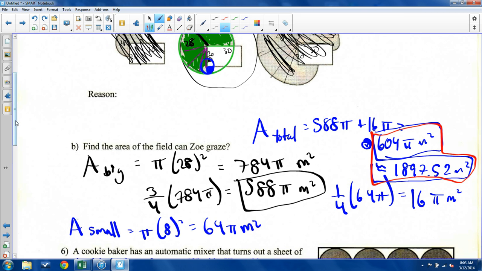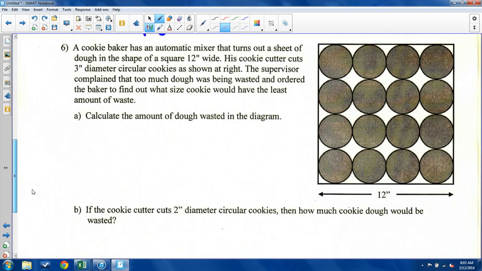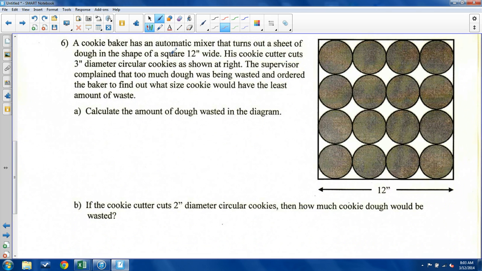Okay. Now moving on. Last one, number 6. A cookie baker has an automatic mixer that turns out a sheet of dough in the shape of a square that's 12 inches wide. Imagine this entire thing is cookie dough. So it's a square, so 12 inches. This is 12 by 12. The entire thing's cookie dough, not just the shaded stuff.